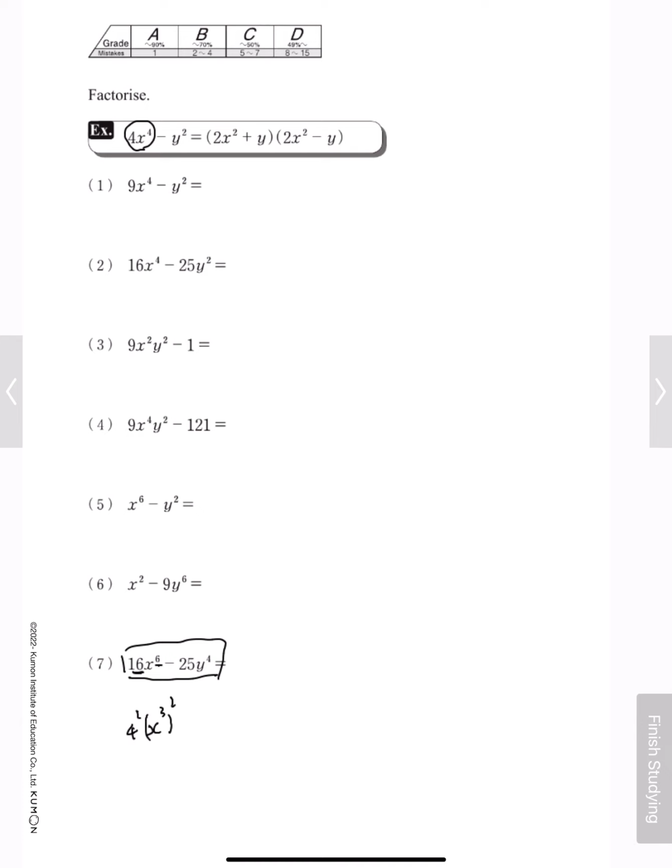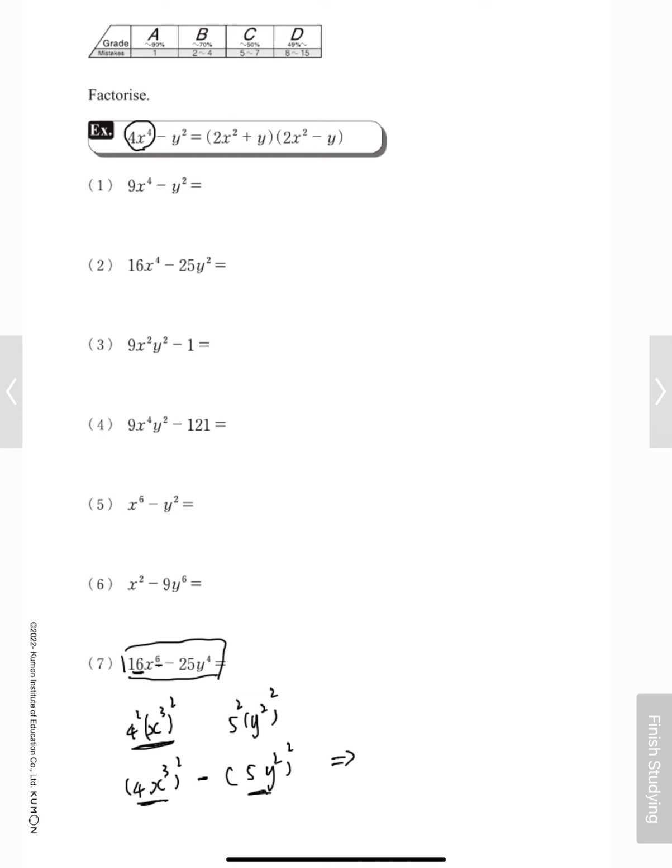And what about 25y to the power of 4? 25 is 5 to the power of 2. Y to the power of 4 is y to the power of 2, to the power of 2. So this, although it looks a little bit more complicated, is really 4x to the power of 3, to the power of 2, minus 5y squared, to the power of 2. All right, so that's that number.